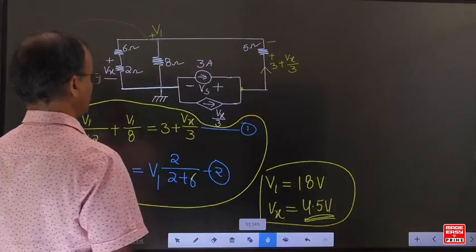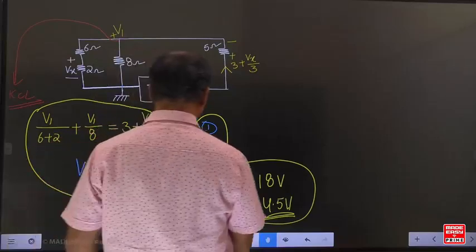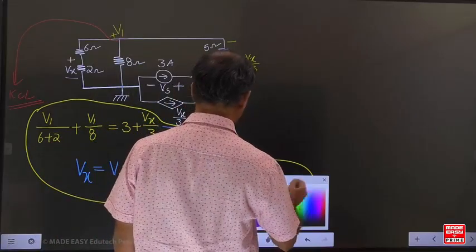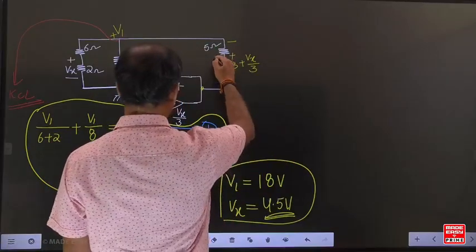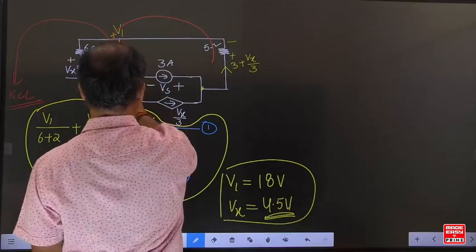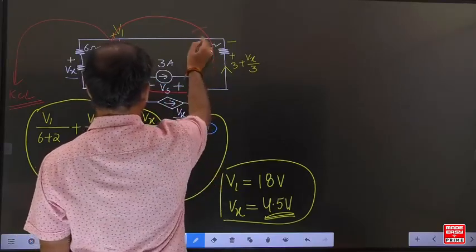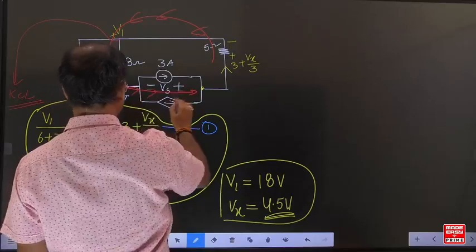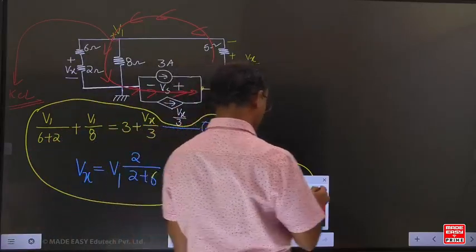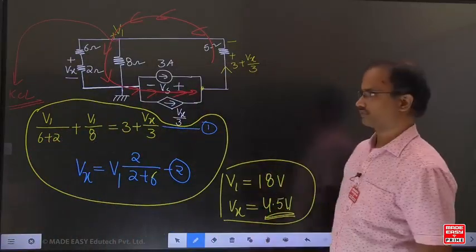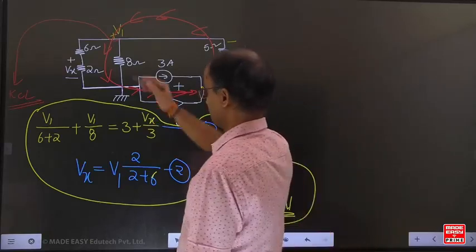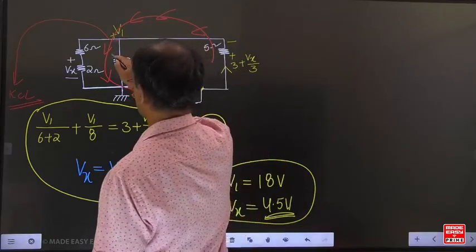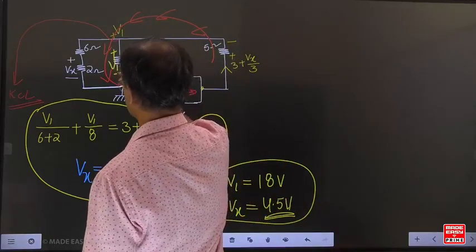Okay. अब इधर देखियो जी. Now for this example, can you write the KVL equation for this one? For this entire loop, can you write the KVL equation? देखिए, voltage across the 8 ohm resistor. How much here? V1.